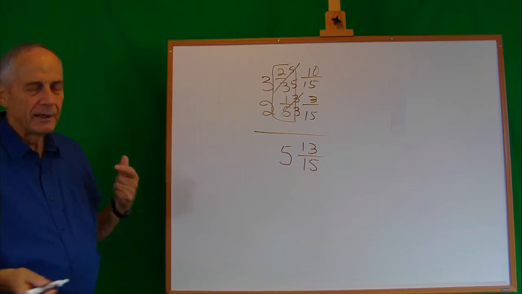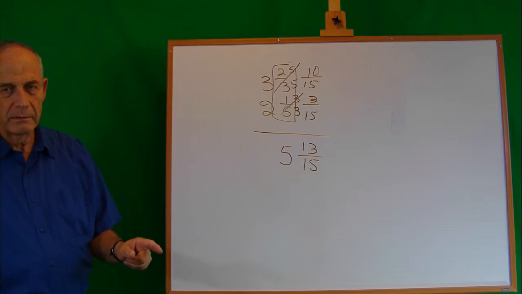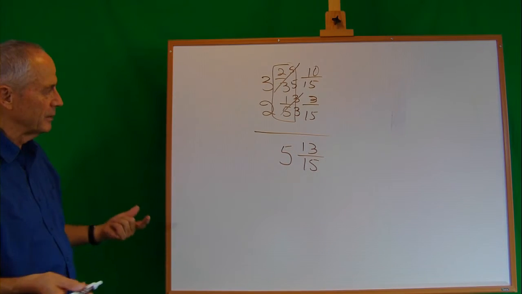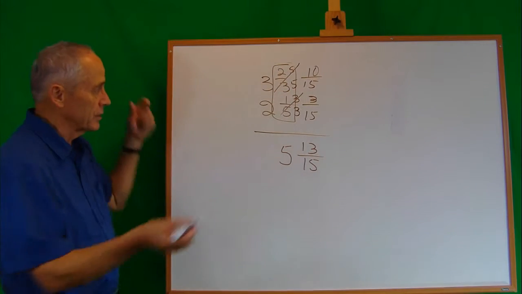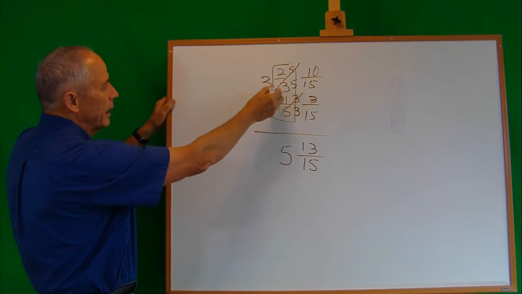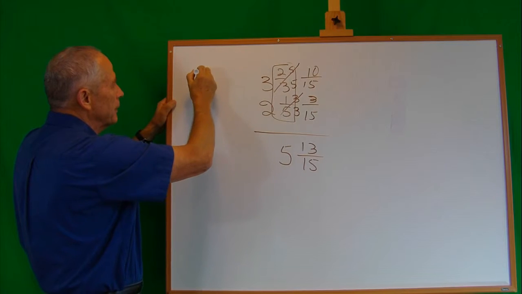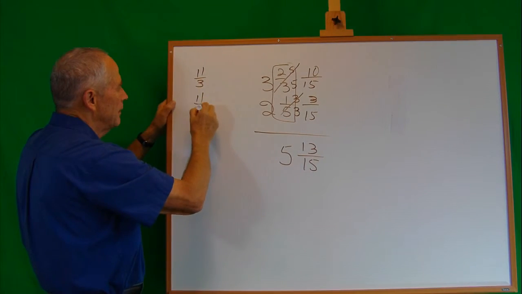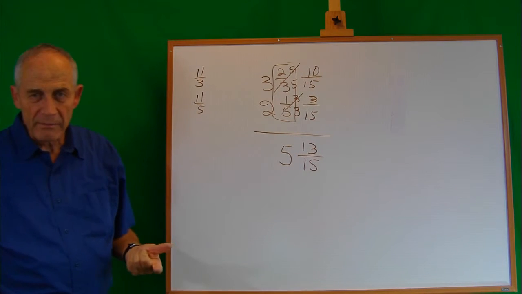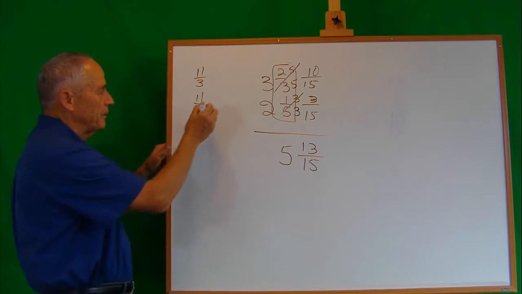Now, if I do it the other way, and you can do it the other way, the problem is that you just get bigger numbers to work with. Let's just look at it. I'm going to have 3 2/3, that's 11/3, plus 11/5. I'm still going to have that common denominator. It's still going to be 15.